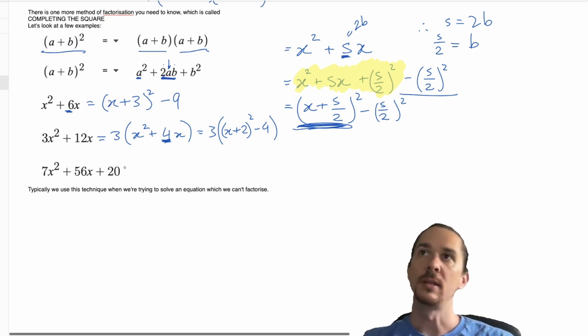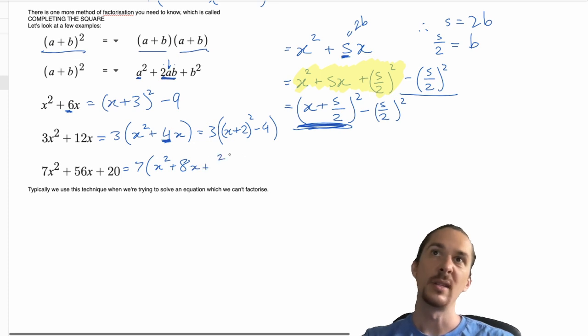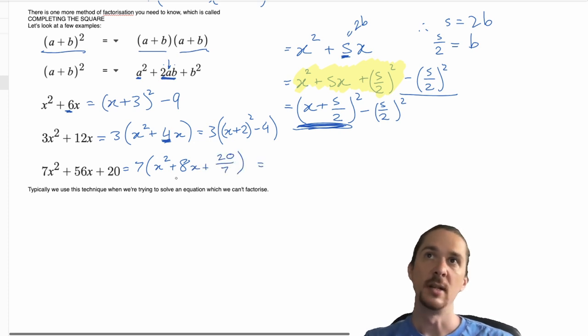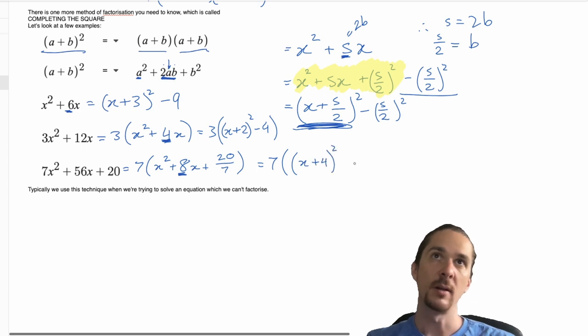So here's what I'm going to do. I'm going to say that's equal to 7x squared plus 8x plus, now 20 is hard to divide by 7, but it's easy to turn into a fraction. So half of that 8 is going to be 4, so it's 7, and then in here we have x plus 4 squared. Then we're going to have minus 16 plus 20 over 7.